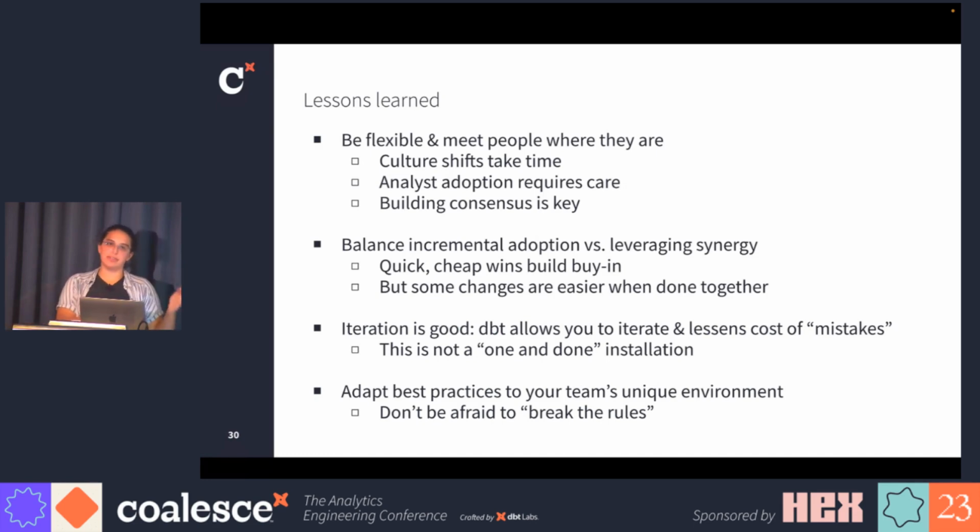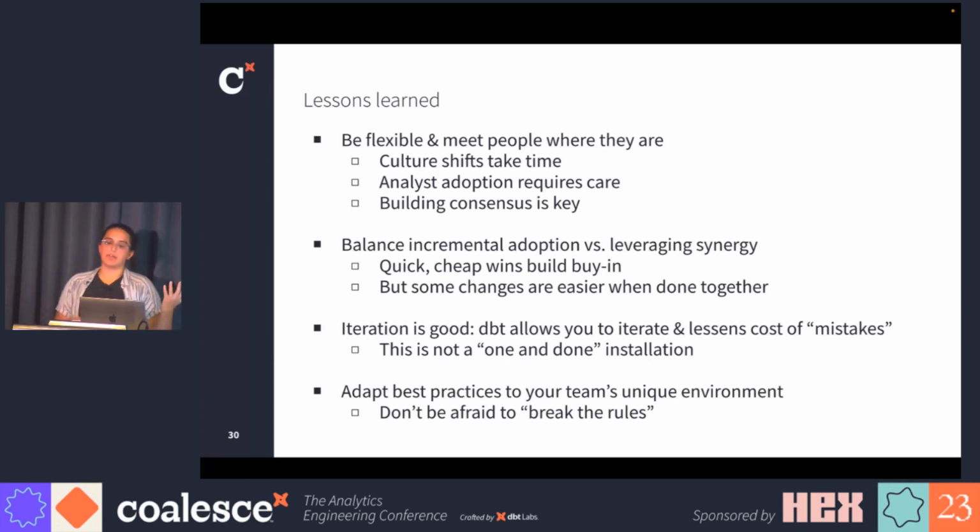and remember that just because someone isn't familiar with the tools doesn't mean that they're not familiar with the data and that they don't have a lot of expertise to bring to the project. And you want to make sure that you're working with people and leveraging everything that they know. Culture shifts take time, and you need to be patient if you want it to be a success. And again, building consensus is really helpful.